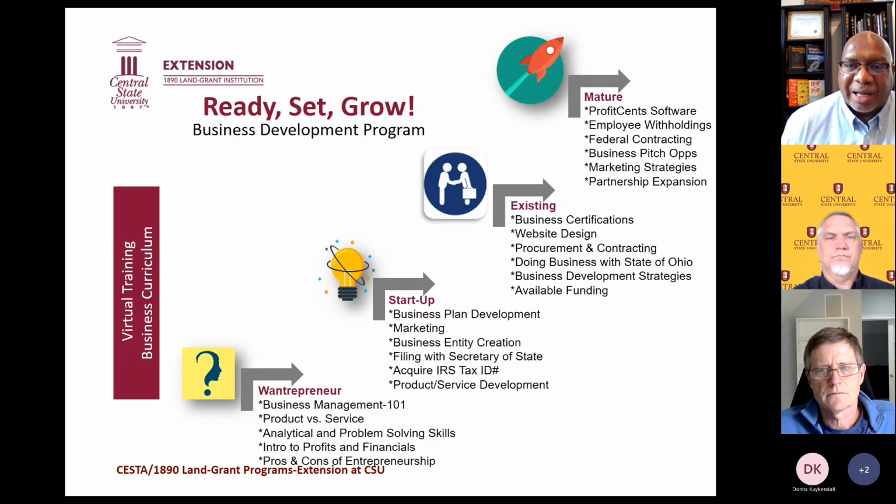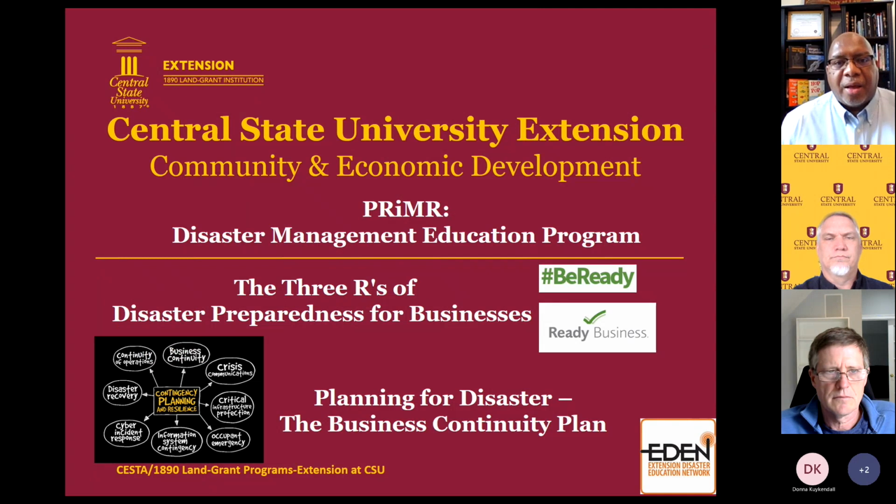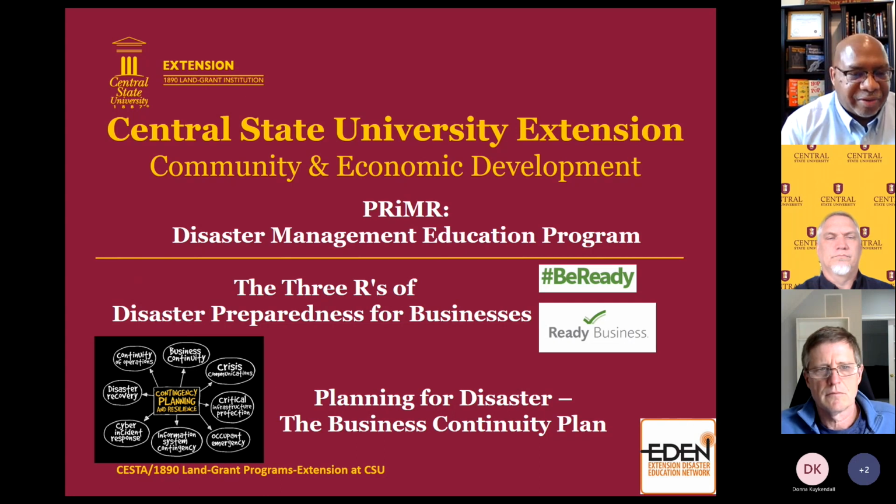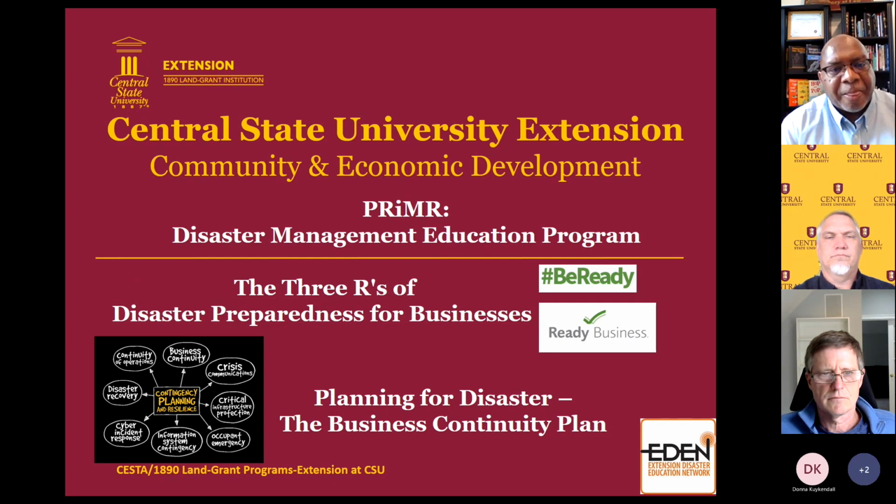So that is some additional content that we have. Now, when I talk about disaster preparedness for small businesses, what we're doing at this point is a four-session series. The first two are the business plan and the business entity, and we're combining that with an introduction to disaster preparedness for small businesses, where the two modules listed here are the 3 R's of disaster preparedness for businesses, and planning for disaster, the business continuity plan.